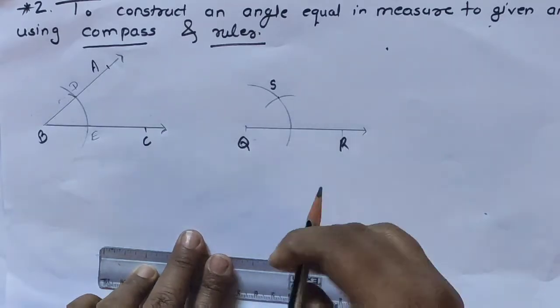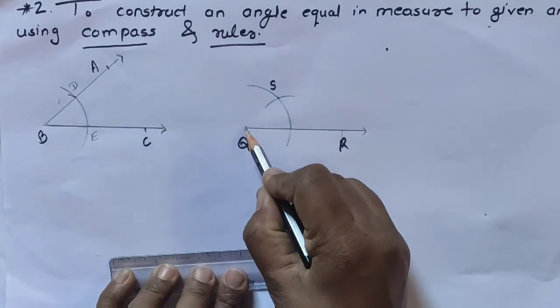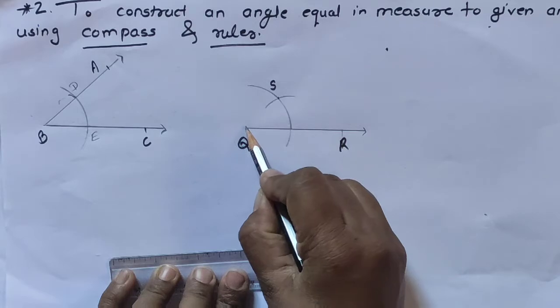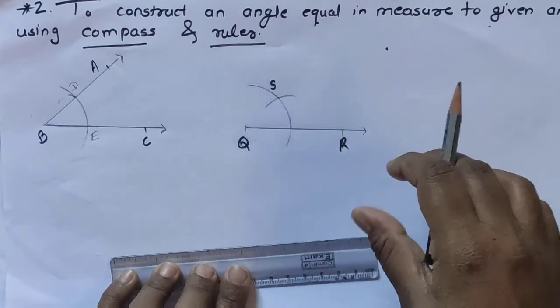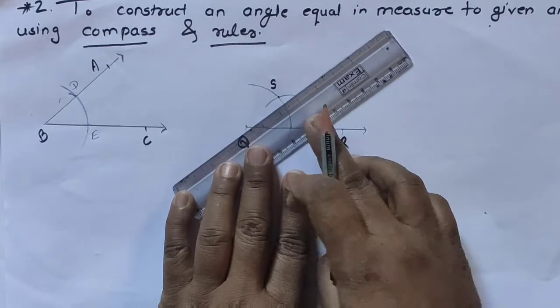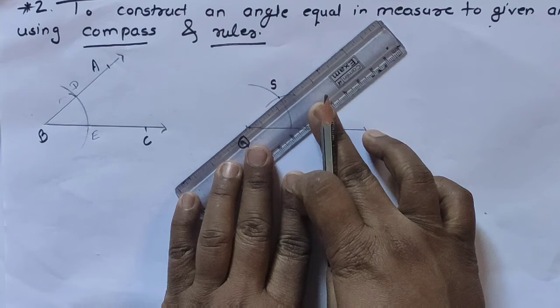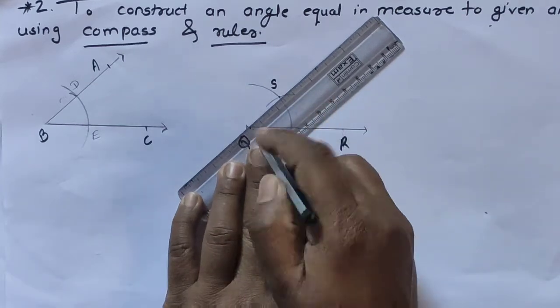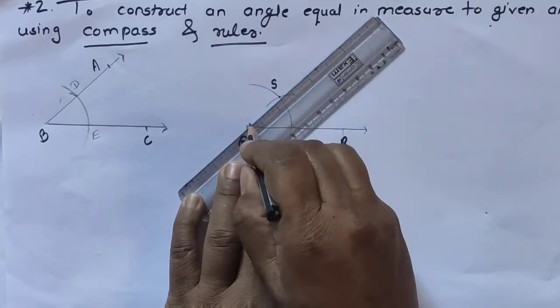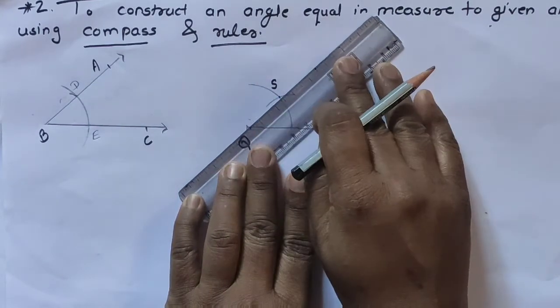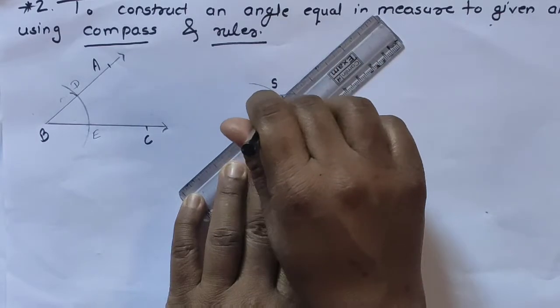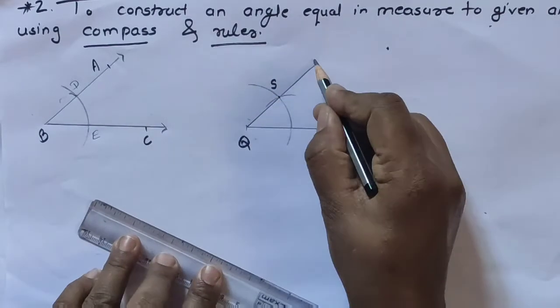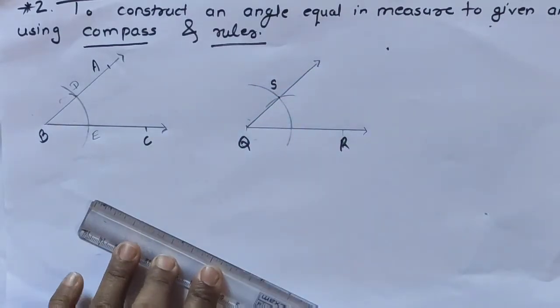Now I will draw the ray which passes through Q, the end point of this ray, and S. Observe all of you how I am doing it. Now draw the ray passing through Q and S.